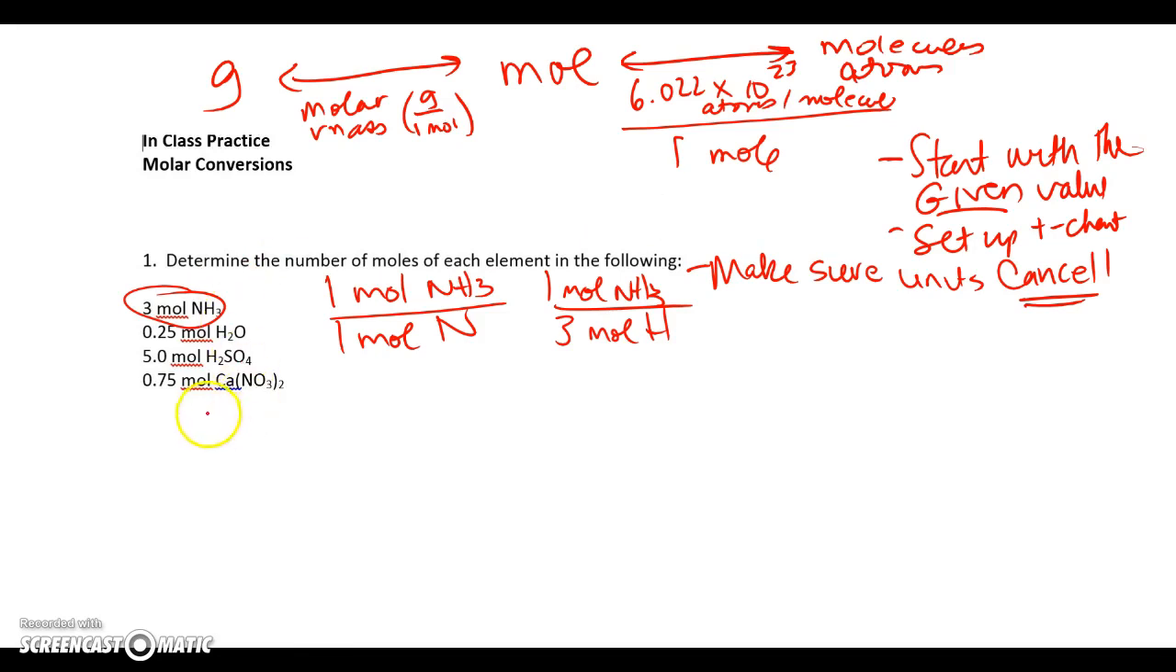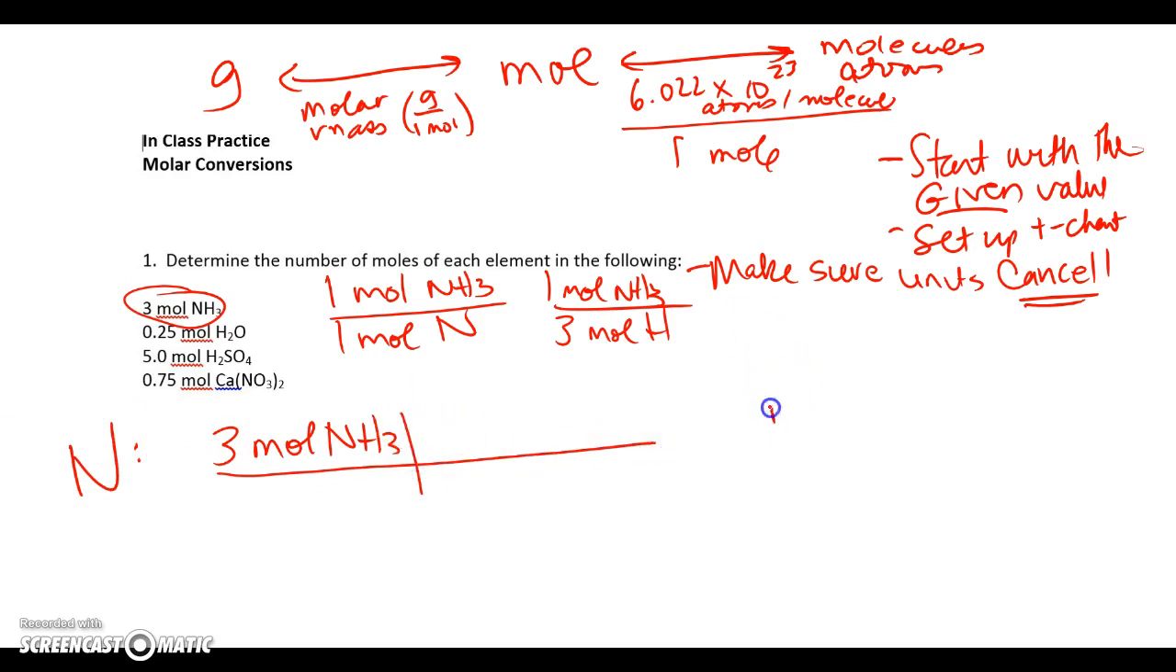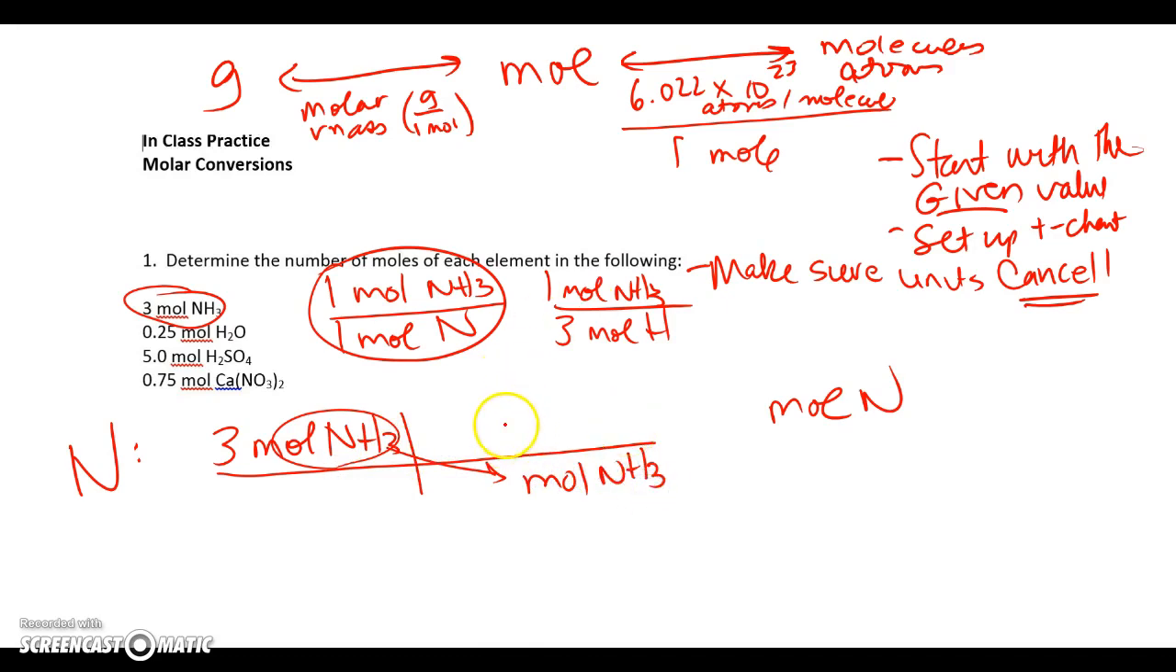So let's put our given, 3 moles NH3. First I'm going to figure out the number of moles of nitrogen. Okay, set up my T-chart. Well, I need to get to moles of nitrogen. So I will use this conversion factor. This unit comes down so it cancels. So on the bottom will be moles NH3. In the numerator there will be moles of nitrogen. This happens to be a 1-to-1 ratio. So if we do the math, for every 3 moles of NH3, we have 3 moles of nitrogen.